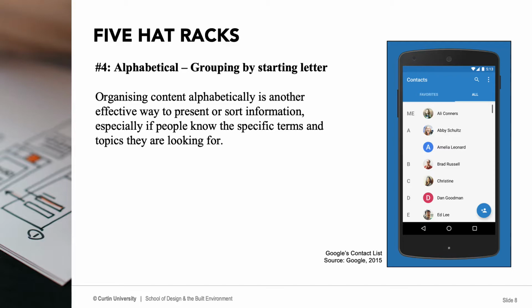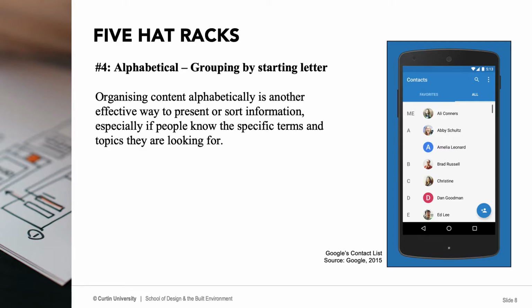Any other examples you can think of, alphabetically listing of content or information, of examples that you've used or you use regularly? Yep, phone contacts. What else? Grab your phone and open it and have a look if you need to. Sorry? Yeah, searching for movies. Sometimes that's a way that you can organize things.